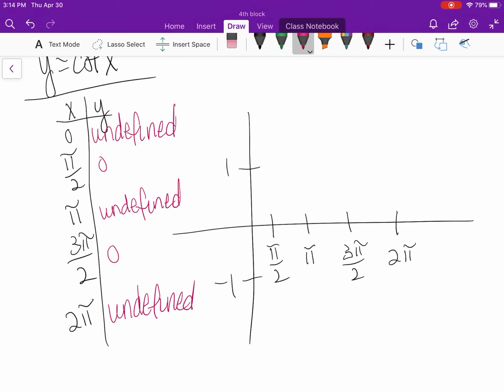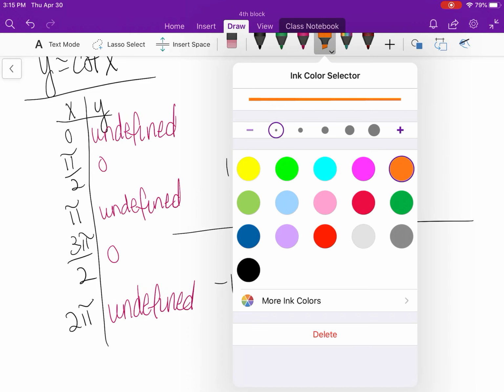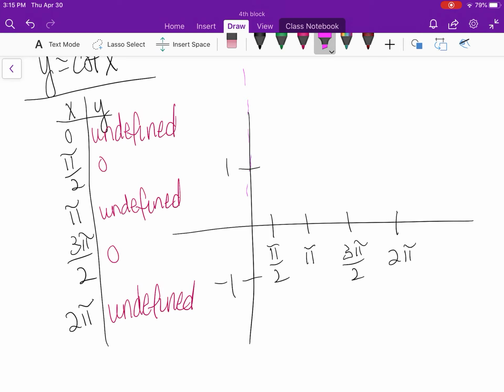Okay, so now we know that those undefined parts on the graph mean what? Yeah, those are going to be asymptotes. So I have an asymptote at 0. I have an asymptote at pi. And I have an asymptote at 2 pi. Now, what happens right in the middle? Pi over 2, an intercept. 3 pi over 2, an intercept.